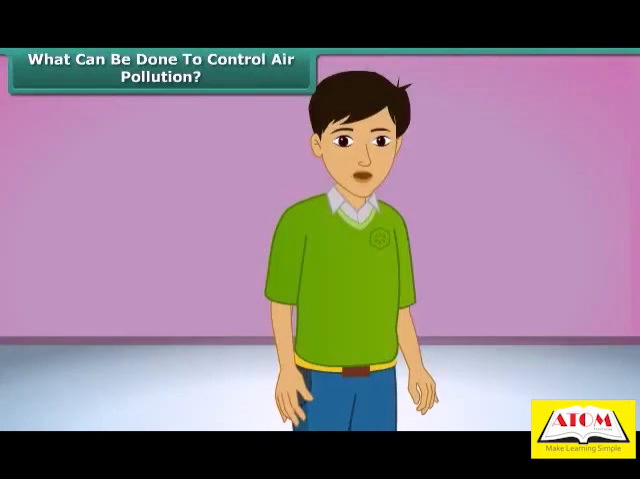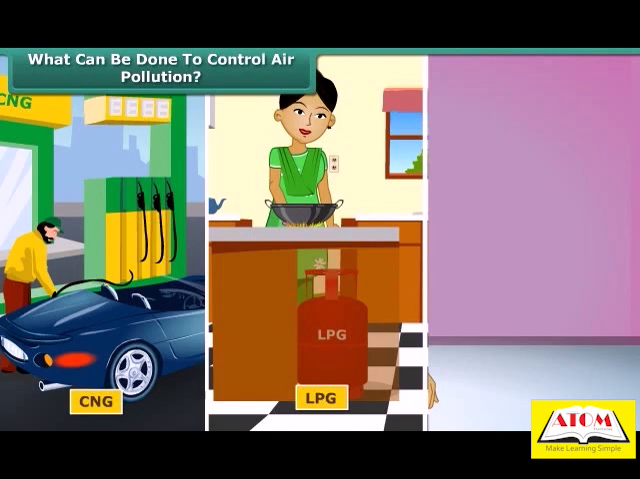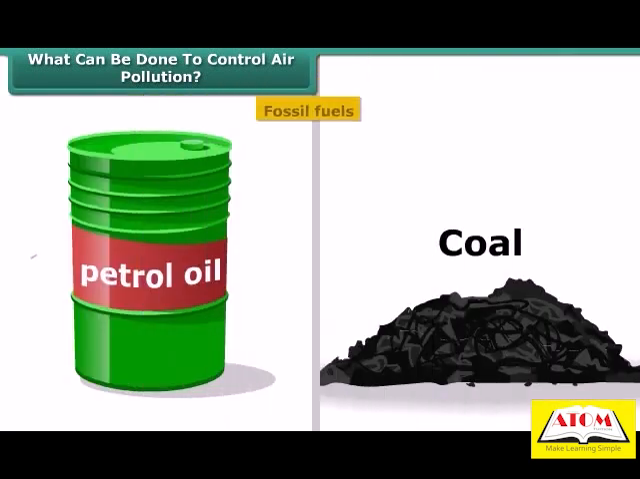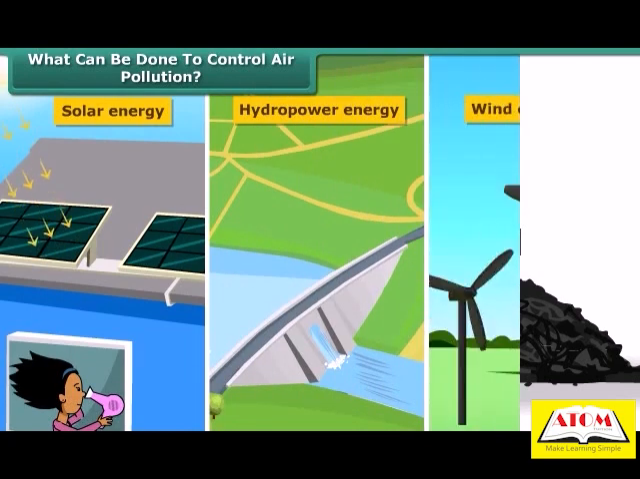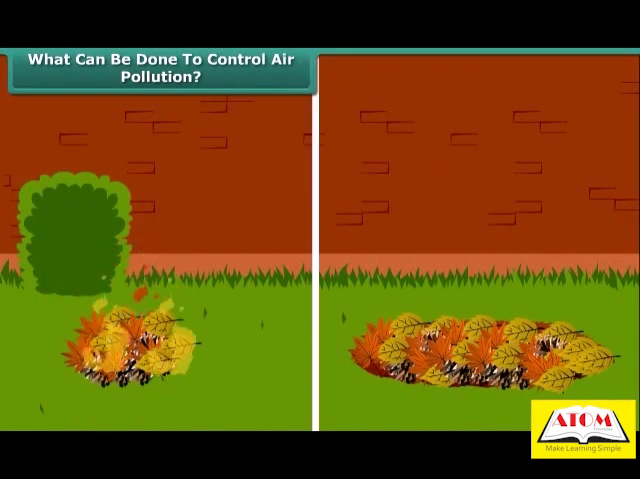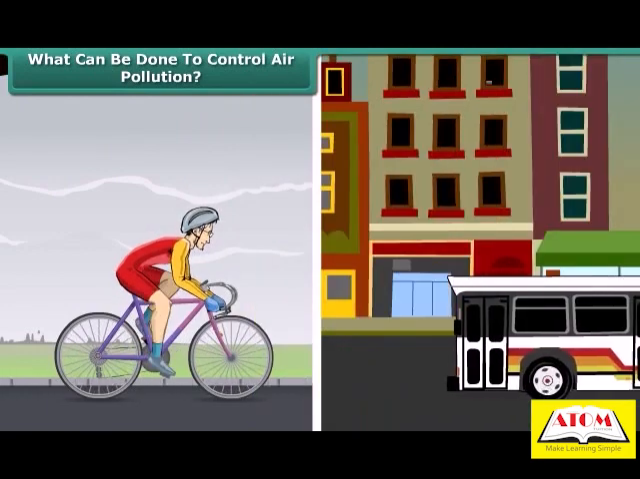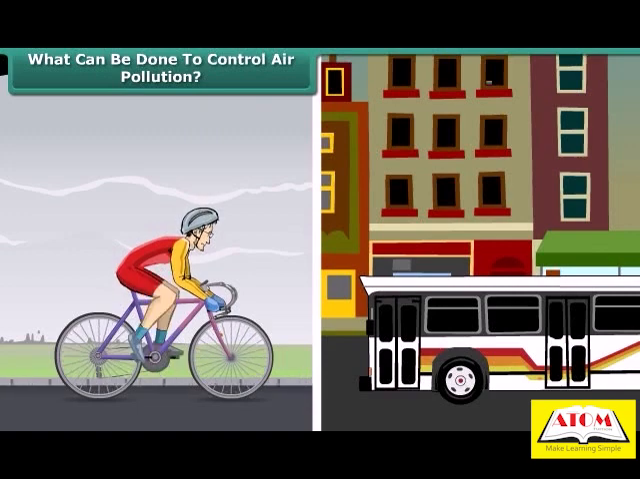Students, can you tell what should we do to reduce air pollution? There are many things we can do. We can use clean fuels such as CNG, LPG, and unleaded petrol. Instead of fossil fuels, we can use solar energy, hydropower, and wind energy. We can also plant new trees. Rather than burning the dry leaves, we can put them in a compost pit. We can walk more, switch over to bicycles for covering small distances, and use public conveyances.